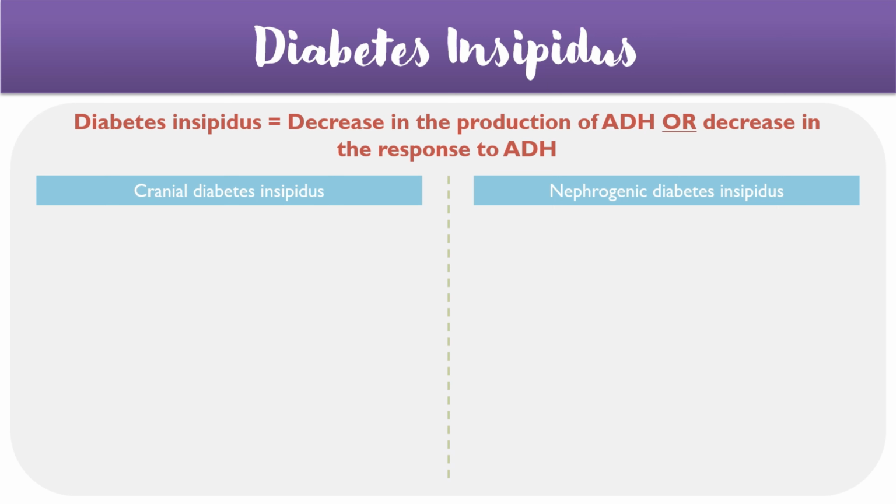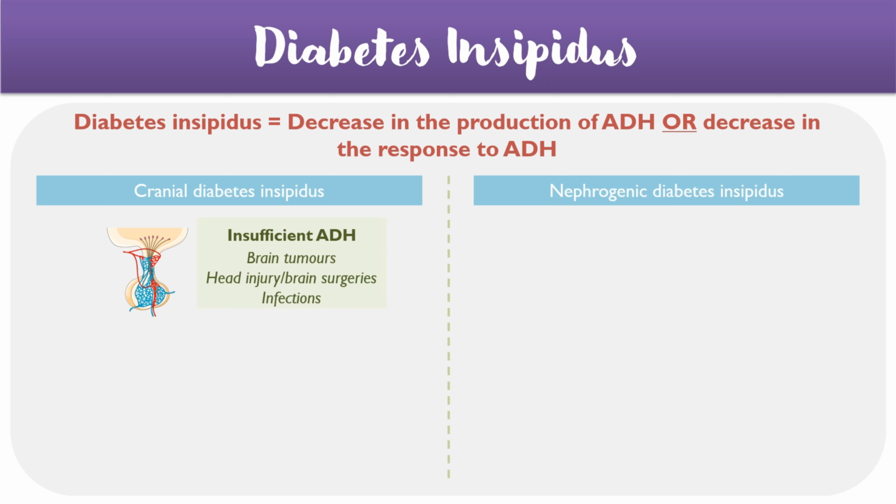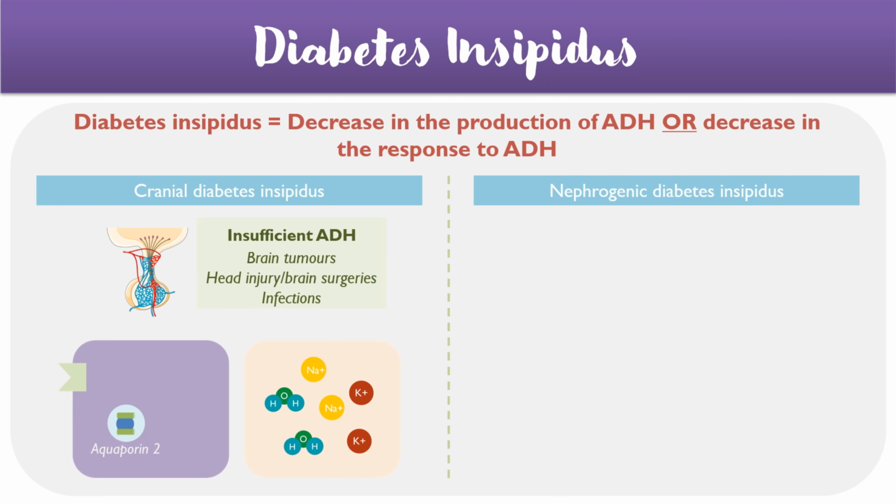For cranial causes, what normally happens is that there's insufficient ADH being produced as a result of a problem to the hypothalamus. And this could be due to brain tumors, head trauma, or infections. What happens during this process is that with less ADH being produced, the aquaporin II channels are unable to bind with the cell surface membrane of the collecting ducts, and therefore water is unable to be reabsorbed into the blood.